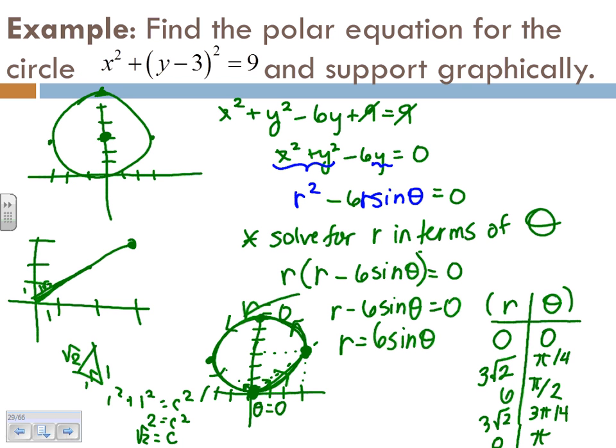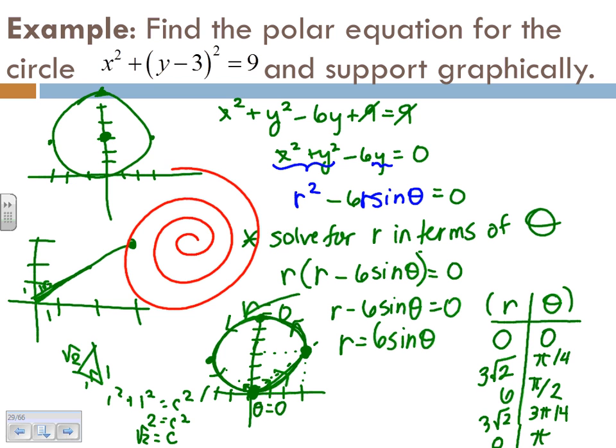So sometimes you may complete the whole cycle in pi. Sometimes it will only be in pi over 2. Sometimes it will take you 2 pi. And sometimes your graph may just never start touching. It may loop forever. Okay? You can get some of those. They're called cycloids, I think. Okay.